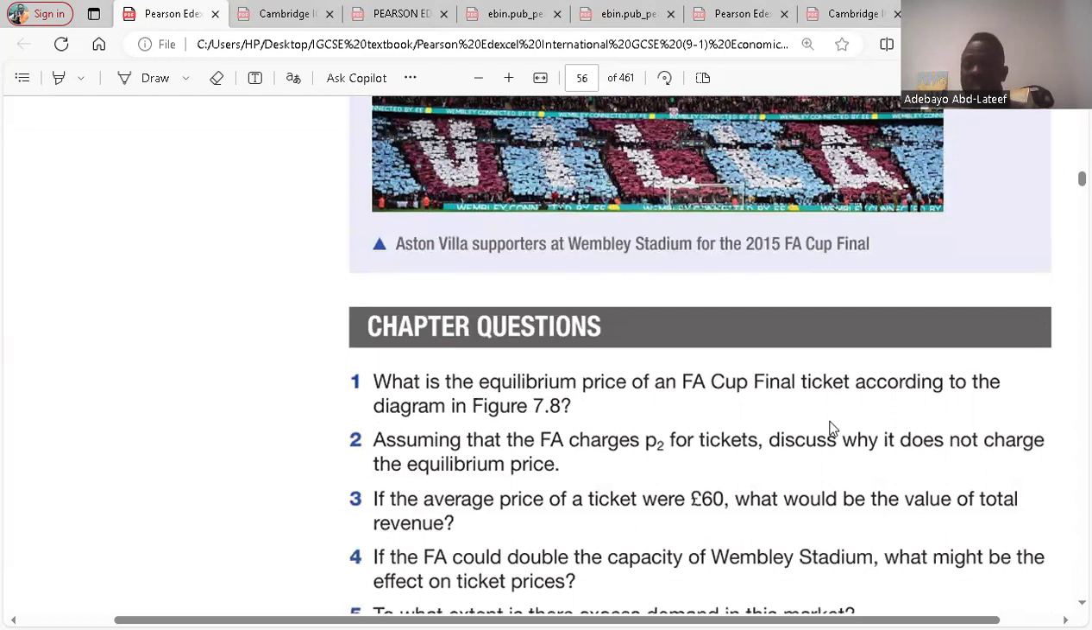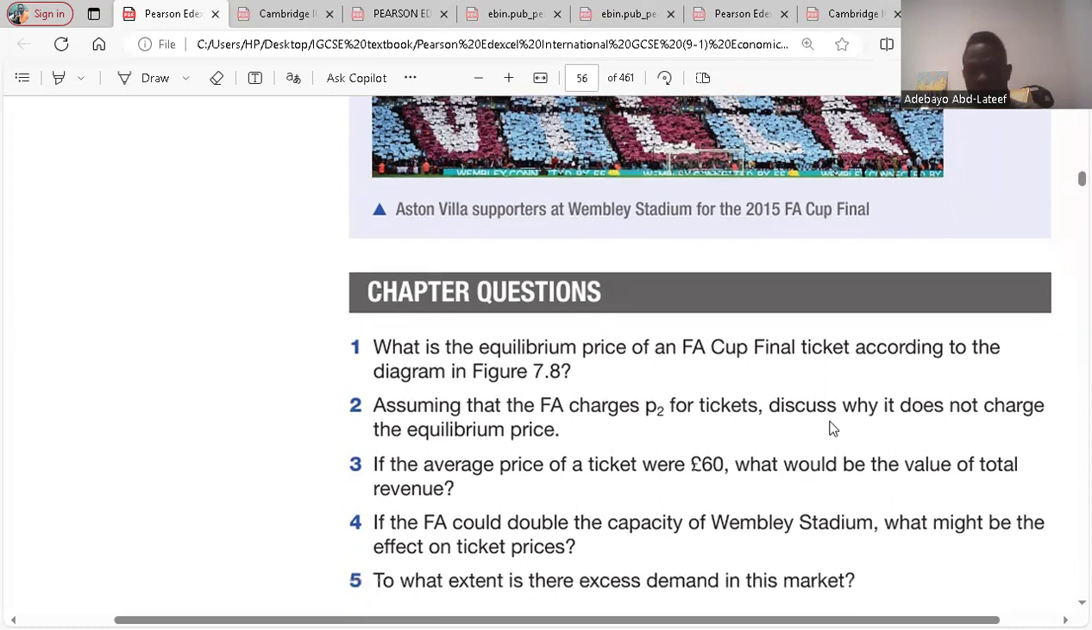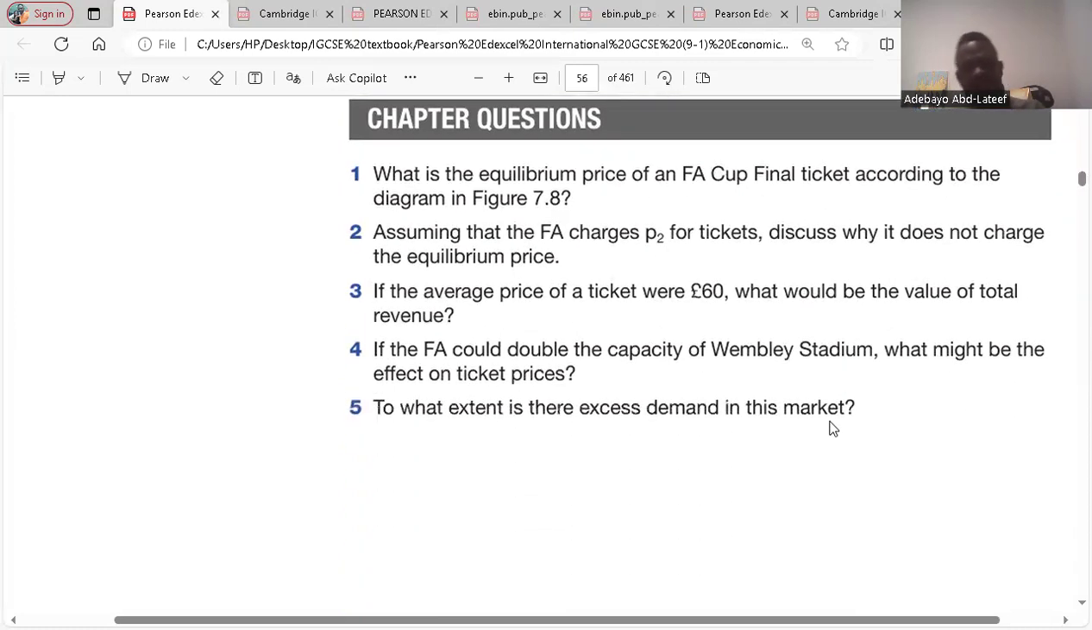If the average price of the ticket were £60, what would the value of the total revenue be? We said total revenue is price multiplied by quantity sold, right? If the price is £60, the quantity supplied is 90,000 tickets. It's fixed. So it is 60 multiplied by 90,000. That's £5,400,000. Is it clear? Yes. Question four.